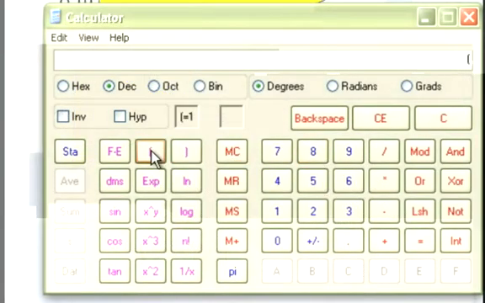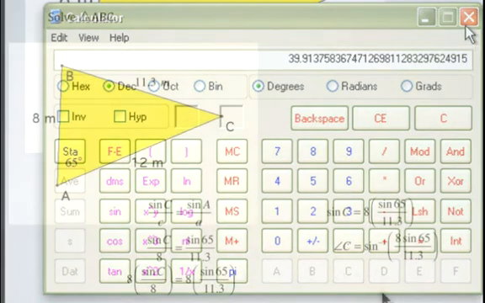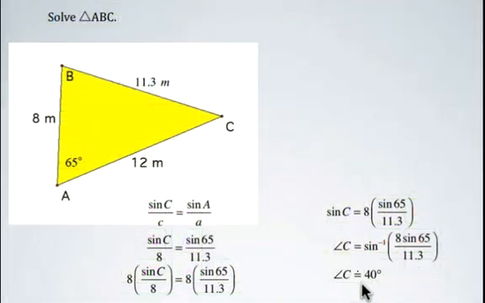So we'll put in brackets, and it's 8 times sine of 65 divided by 11.3. Close the bracket, and we'll take the inverse sine, and we get approximately 40 degrees. So angle C is approximately equal to 40 degrees. So we can label that on the diagram.